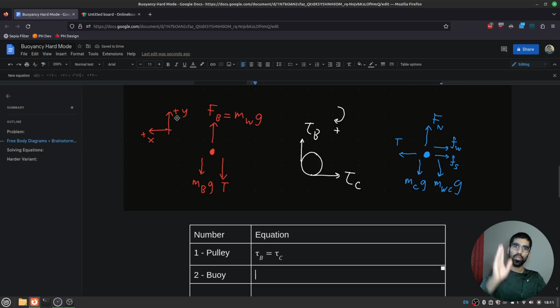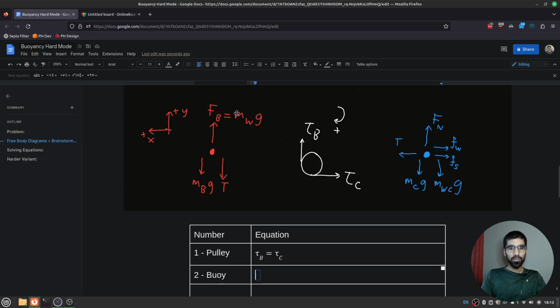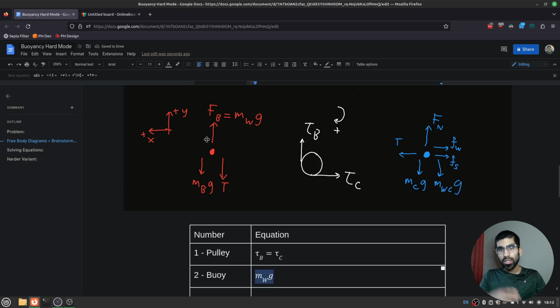As I noted here, the upward direction is the positive y-axis. So I'm going to put the buoyant force as positive. That's going to be the mass of the water displaced times the gravitational constant. As I noted, nothing is moving right now, so we can assume that this upward force cancels out the two downward forces. I'm going to write that as the upward force equal to the sum of these two downward forces, the weight of the buoy and the tension.